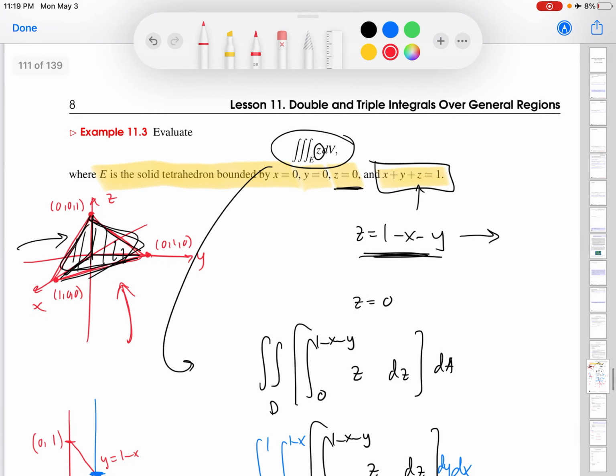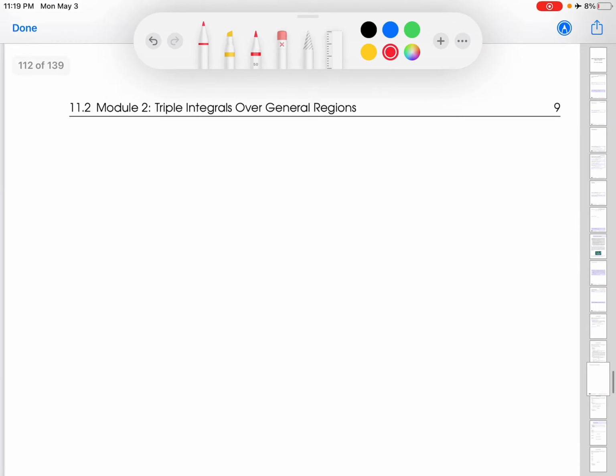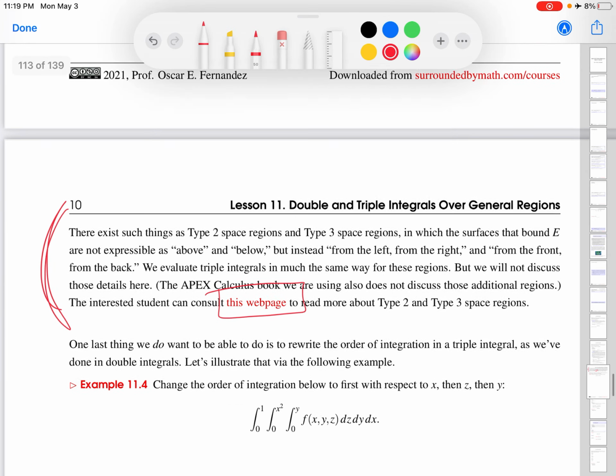We were calculating a volume. Oops, sorry, I lied. We were calculating a triple integral of z. So if this z were a 1, remember we talked in the previous lesson that then we would be calculating the volume of a region. So we have done enough in this example to illustrate the new stuff. So I'm going to go on to the second example.